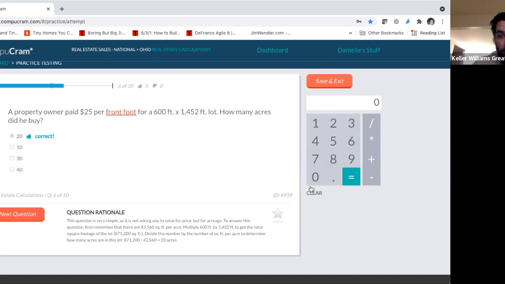So we need to get our total square footage here. So just 600 times 1452. That's going to give us a little over 870,000 in total square footage. And then I have to divide that by 43,560. That's how many square feet are in an acre. Divide by that, you get 20 acres in this purchase.